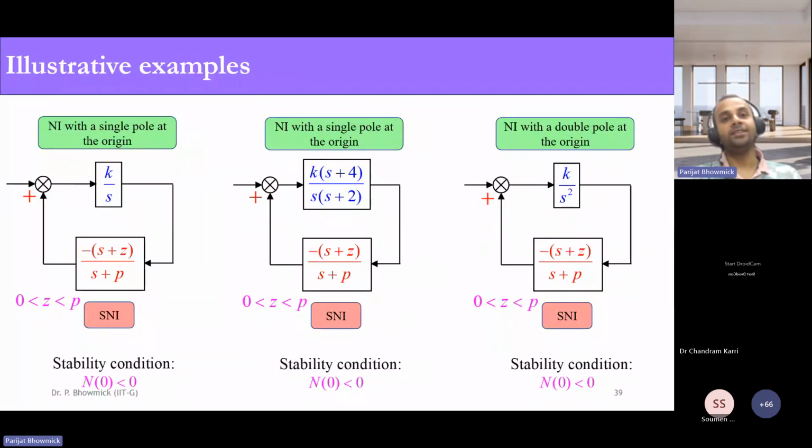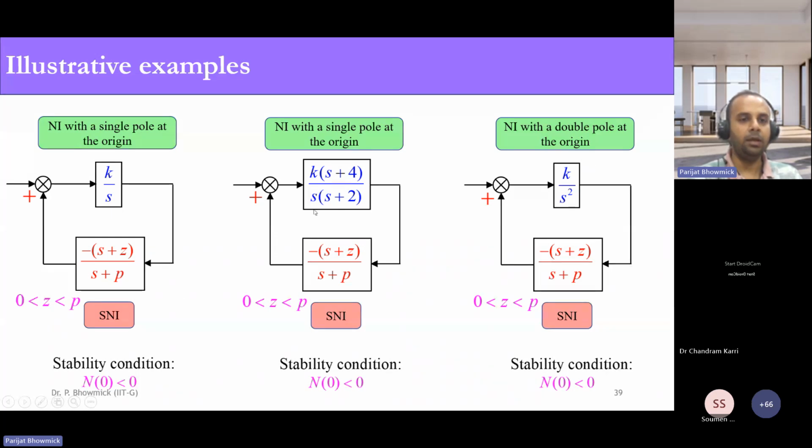Okay, so now I think you can relate to the two examples which I showed earlier, one with respect to the single integrator, another with respect to the double integrator. At that time I mentioned that it can be tackled by negative imaginary theory. Now you can relate. Here again I am considering K/S, which is an NI plant with a single pole at the origin, and another similar NI plant with a single pole at the origin but with one more pole and zeros. Here you have a double pole at the origin.